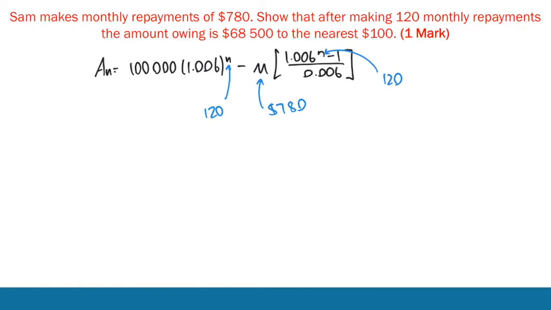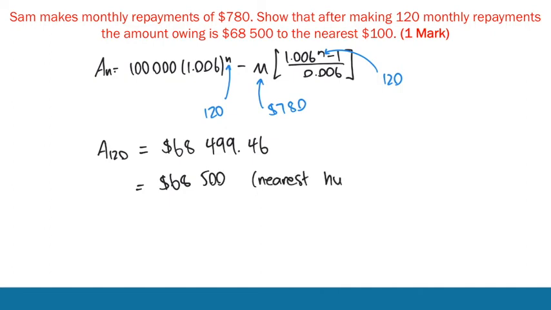This is just a calculator question. So this is the easier of what can come next in a question like this. When you don't have to do any rearranging, it's purely a calculator question. So all we're doing is A120, and we pop those numbers in blue into this expression and pop it in the calculator. If you do that, what you'll get is $68,499.46. Really important to show the value pre-rounding, because otherwise they're not going to believe you did anything. So to the nearest 100, that is definitely 68,500. So a really easy question. Again, it's the easier of the two pathways they can go. The next question is going to go the tougher way.